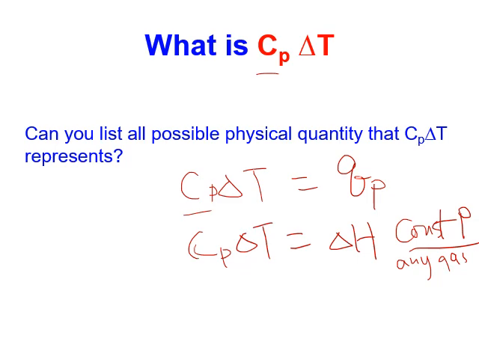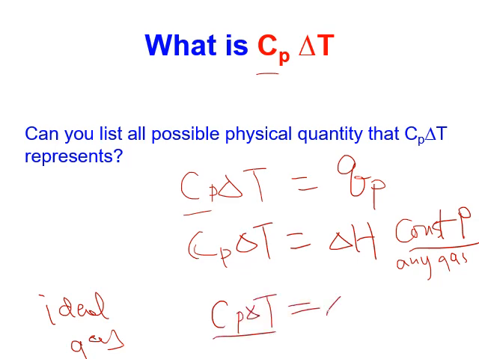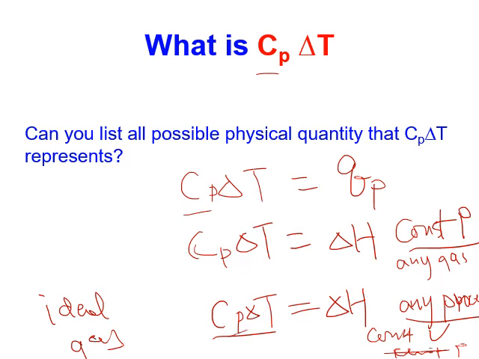And then in the last few slides, we showed that if it's ideal gas, then enthalpy is a function of temperature only, and therefore Cp delta T now is always delta H for any process. It doesn't have to be constant pressure. It can be constant volume, can be isothermal or constant pressure. So for any process, Cp delta T is always delta H if it's ideal gas.